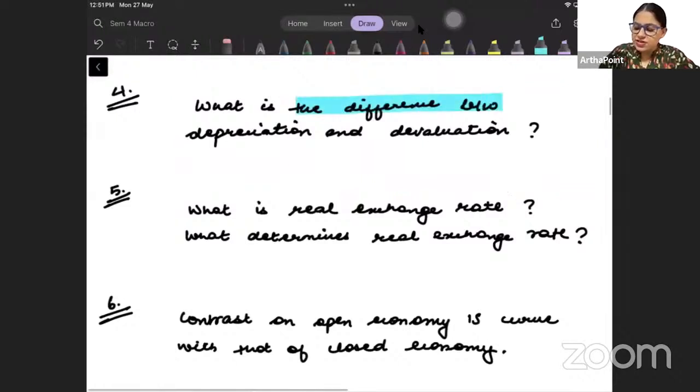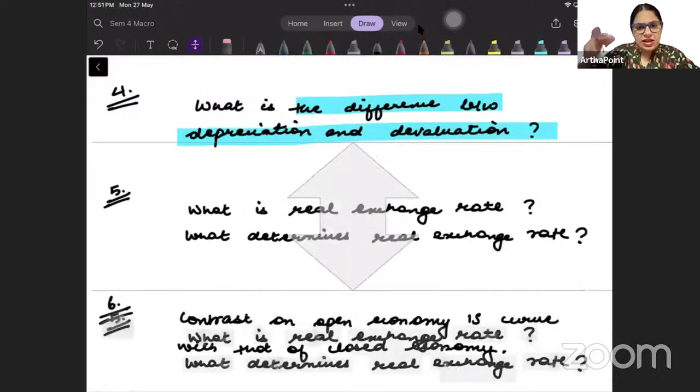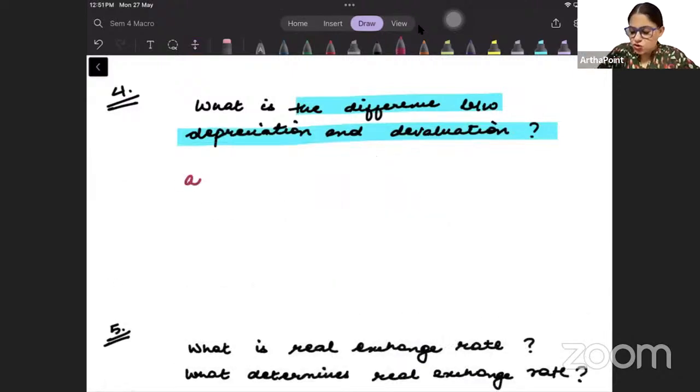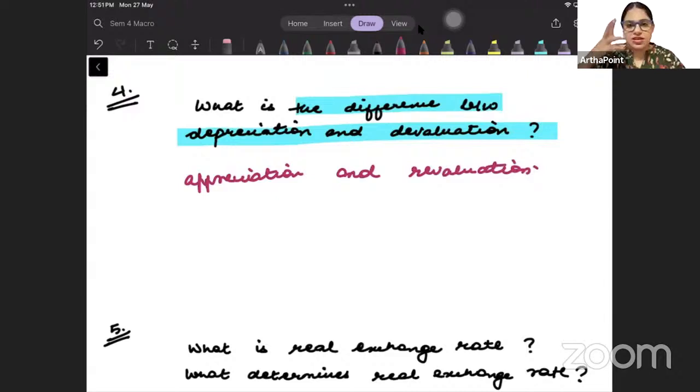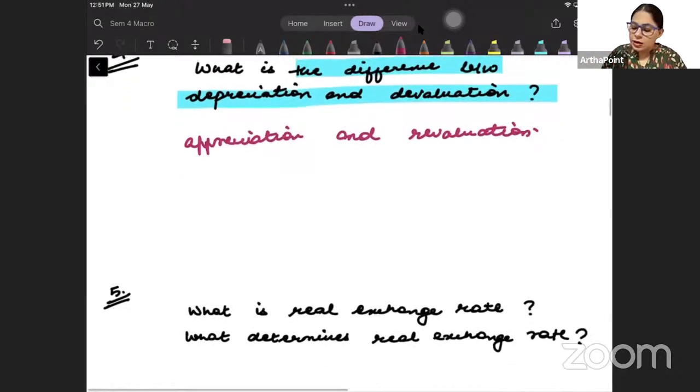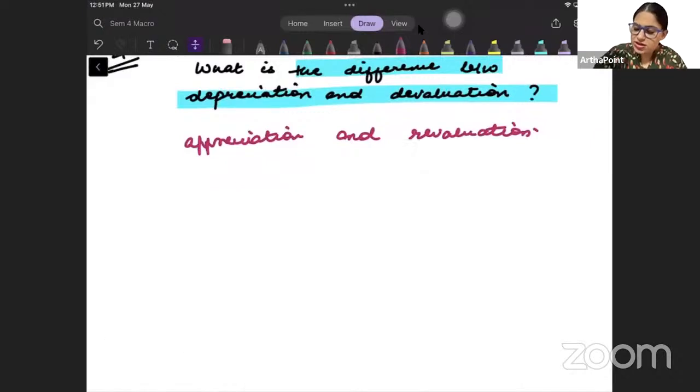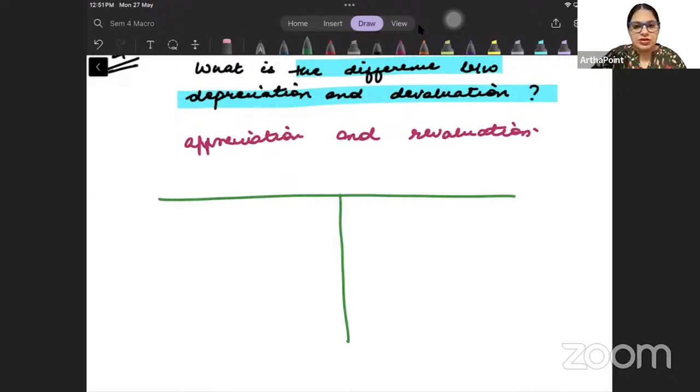Okay, come to the next question. What is the difference between depreciation and devaluation? The reverse can also come in the exam. They can ask you what is the difference between appreciation and depreciation. So just remember, whenever such kind of questions come in the exam, what is required is that you make a table-like thing. Okay?